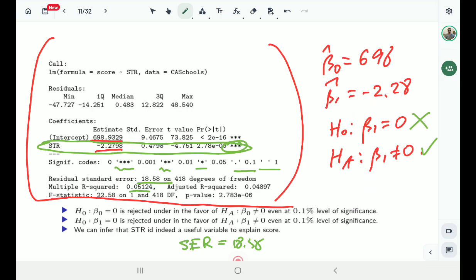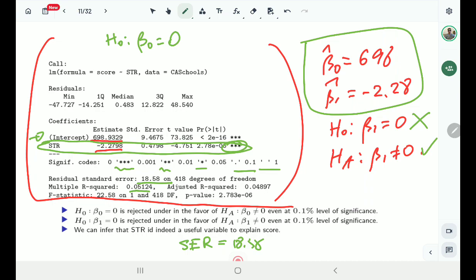The same hypothesis testing is conducted for the intercept parameter. The intercept parameter estimate is equal to 698 in the sample, but the first line here also reports the result of the null hypothesis that beta 0, the true value in the population, is equal to 0, and the alternative is that beta 0 is not equal to 0. You can see that the null hypothesis is also rejected at even the 0.1% significance level. So that is a really useful function. This summary function is really useful.